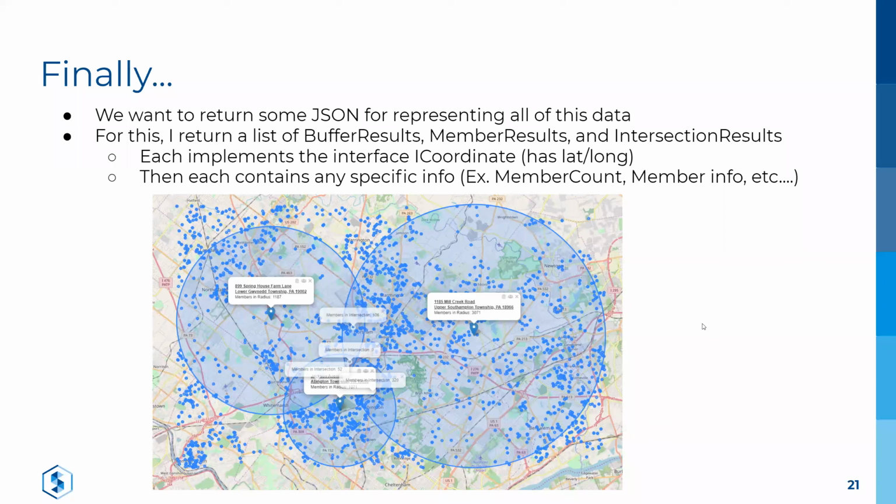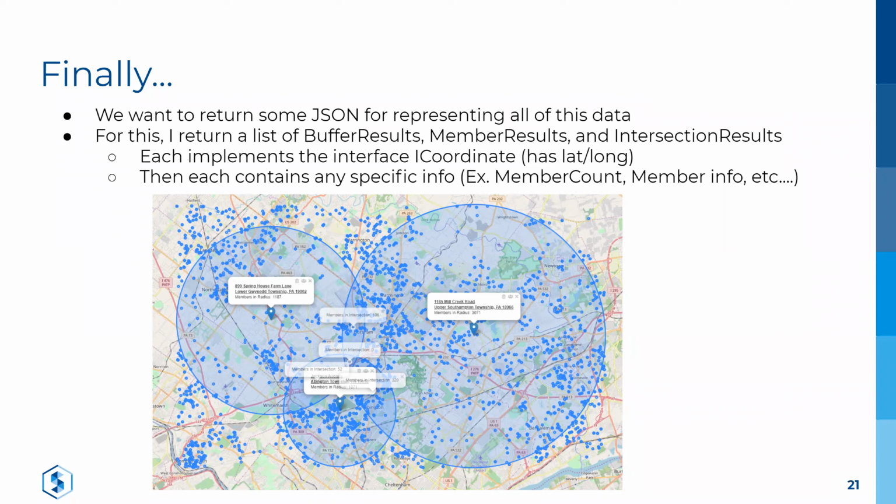So finally, now we've got all our data. We've got our algorithm down, and we're getting ready to return this data to the front end. We're going to give it all as JSON to the UI. For this return, I returned what in my mind at least made sense and was object oriented according to this design: a list of member results, a list of buffer results, and a list of intersection results.